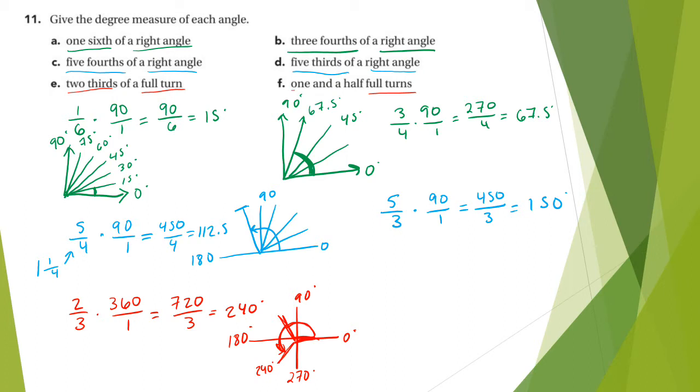For F, I'm asked about 1.5 full turns. And so that is actually giving me a clue that I'm not only going around one time, I'm going around an additional half time. So again, I can think about how 1.5 is equal to 3/2. So 3/2 times 360 over 1 is going to get me to 1080 over 2, which gets me to 540 degrees. And again, I can think about making a sketch of that and showing how I'm going around 1.5 times, so 360 degrees, plus an additional 180 degrees to get me to the 540 degrees.